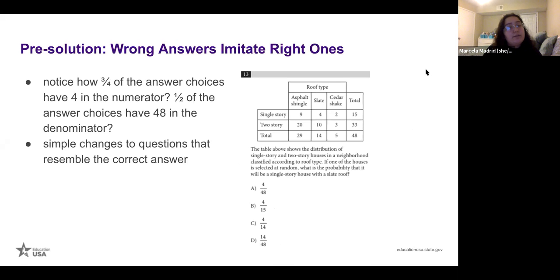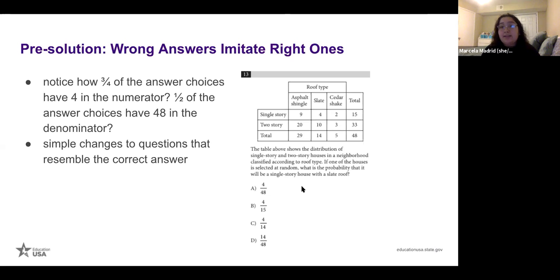And I think the final one for pre-solution is wrong answers imitate right answers. So notice how 3 out of the 4 answer choices have 4 in the numerator, or notice how 1/2 of the answer choices have 48 in the denominator. So it's just simple changes that resemble the correct answer. This can trip you up.